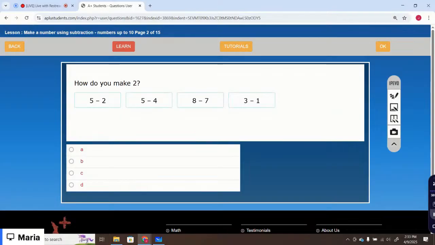How do you make 2? So which is the correct option? Option D is the correct option. 3 take away 1 is 2.